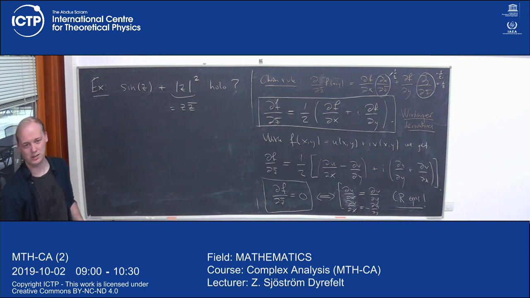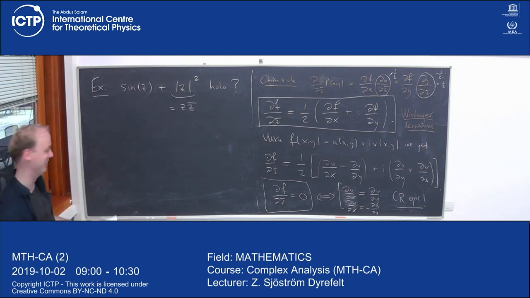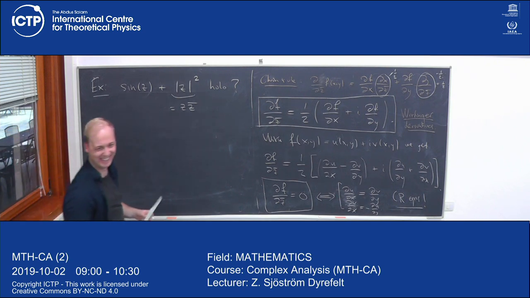Okay. So this is an example of something complex differentiable at one point. And yeah, I just wrote this down by accident, actually. But yeah, I just wrote anything I could think of. It's a random thing. Yeah.